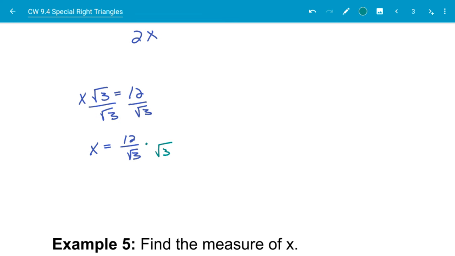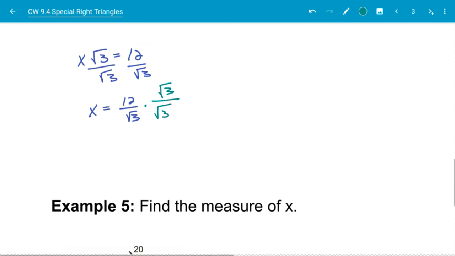And if you recall, what we have to do is multiply it by itself. So the square root of 3 times the square root of 3. But what I do to the denominator, the bottom, I have to do to the top, the numerator, because the square root of 3 over the square root of 3 is just equal to 1. So in essence, we're just multiplying this by 1.